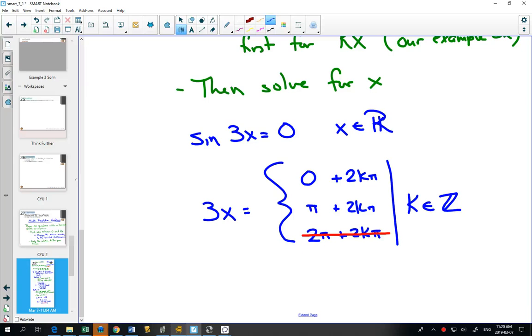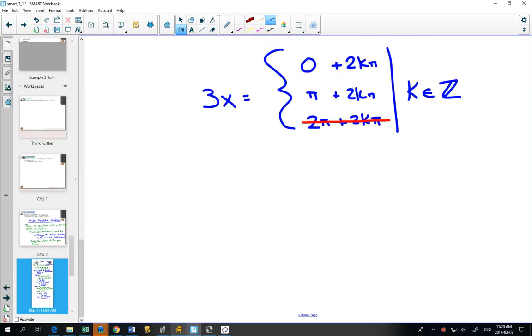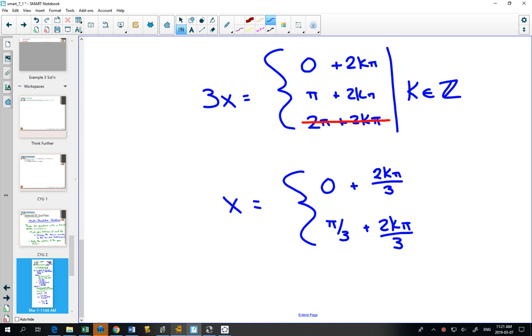So I start by solving the general solution, which says solve between 0 and 2 pi for whatever angle you have, and the angle that I have is 3x, and add 2k pi for everything. Then to solve for x, I would have to divide by 3. But when dividing by 3, 0 divided by 3 is still 0, but now I'm going to have plus 2k pi divided by 3. And I'm going to have pi over 3 plus 2k pi divided by 3, where k is an integer.